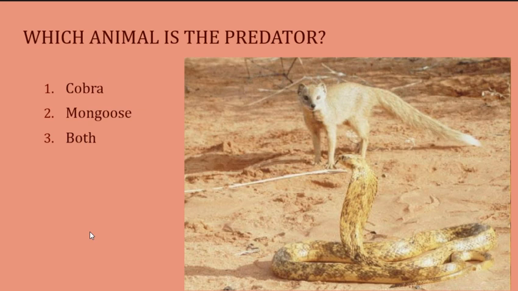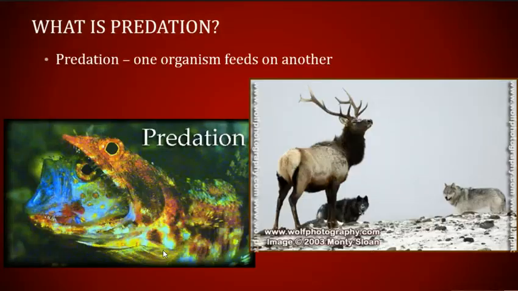So this picture I think is really fun because you look at it, you don't really know who's the predator, but it turns out that it is the mongoose. Now both of these animals are predators. But in this picture, the mongoose is the predator and the cobra is the prey. Okay, so what exactly is predation?